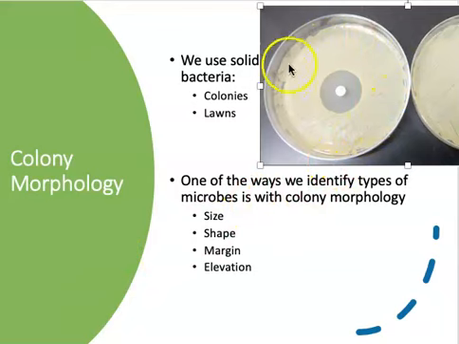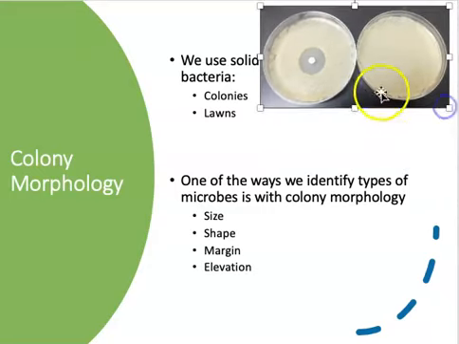Notice that there are cells growing out here, far away from the antibiotic disc. But any of the cells that were up close enough to the disc to be exposed to that antibiotic didn't grow. In fact, they died overnight, creating this clear zone, or what we call a zone of inhibition. This is how we test antibiotics in the laboratory, by creating these lawns of cells.